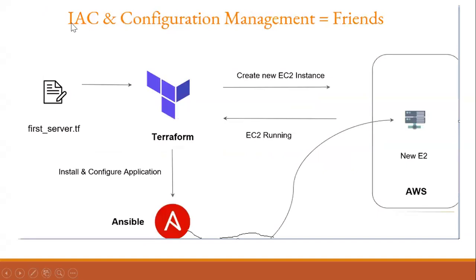What is IaC? Infra as code and configuration management are both friends. Once we build the infra through Terraform, we need to install Tomcat, Java, and the application configuration management. We need to configure the application, right? So how can you configure it? We can configure it by using Ansible.